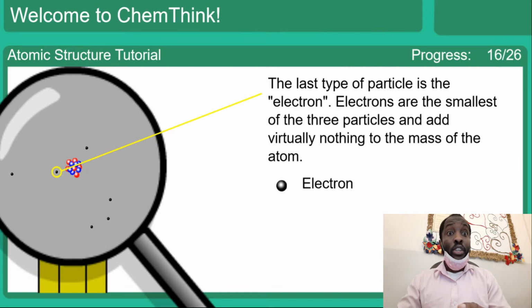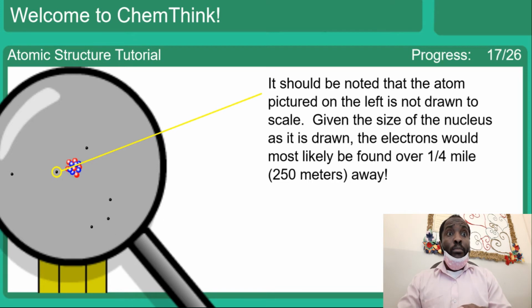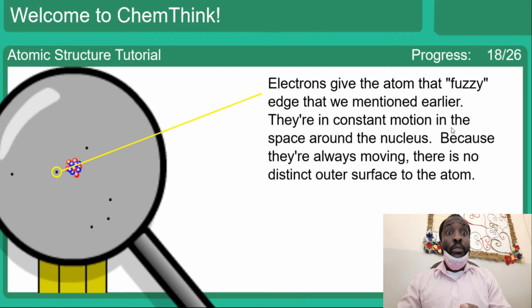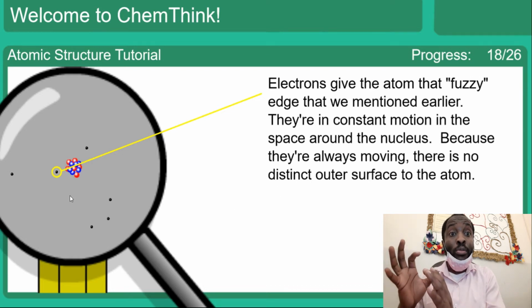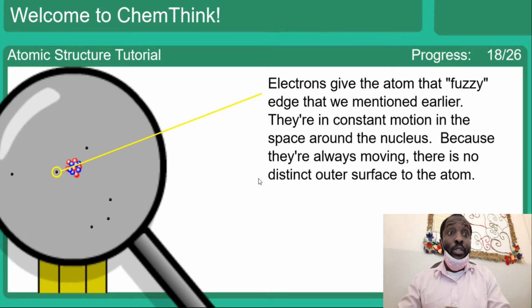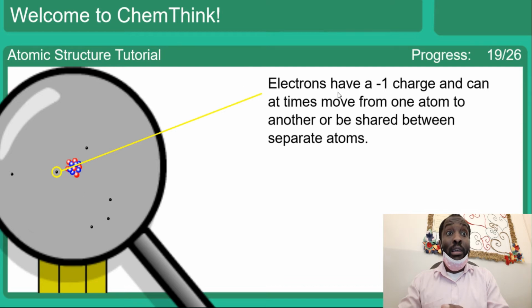And the last subatomic particle is the electron. The electrons are the smallest. Look at their sizes, they're actually small. Good. And they also are responsible for the fuzzy nature of the atom. I showed you how the edges of the atom were fuzzy. So it is thanks to the electrons. And the electrons have a charge of -1. That is -1 there.